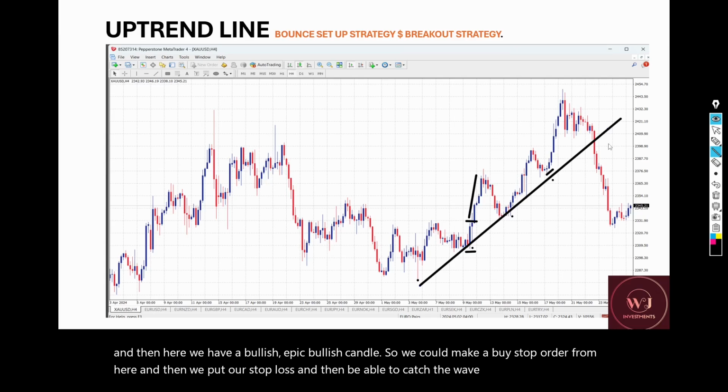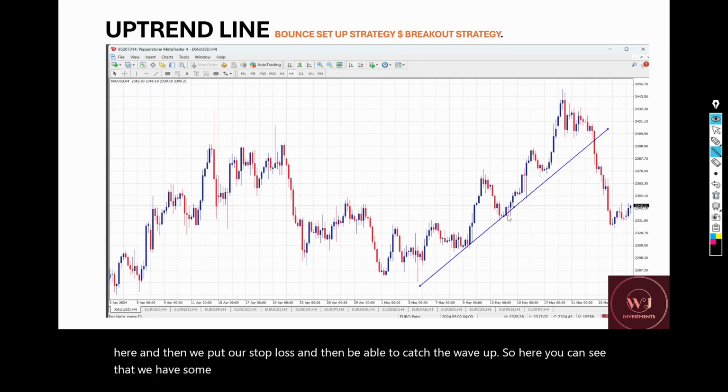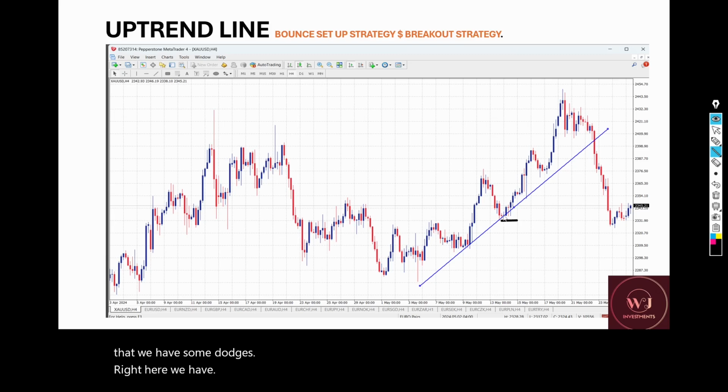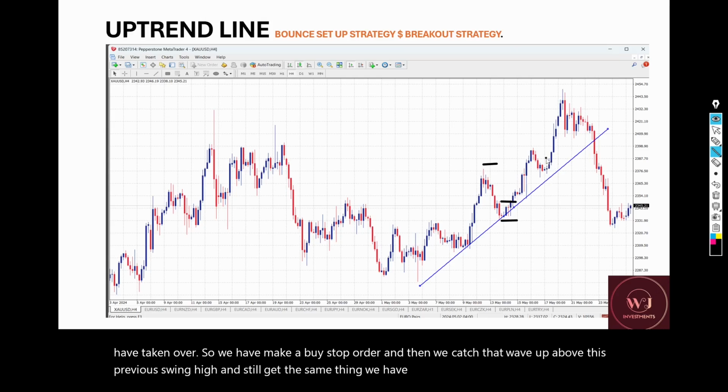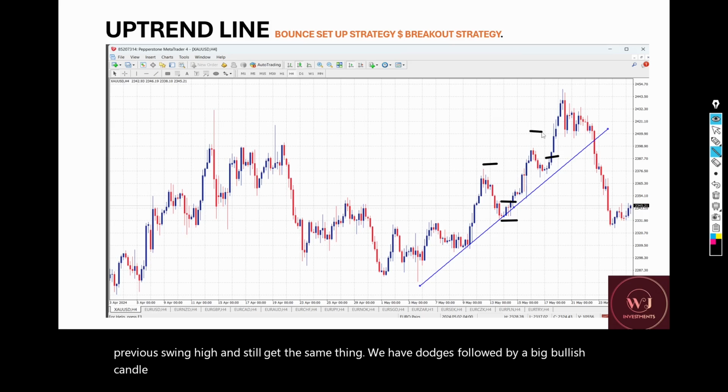So here you can see that we have some dojis. Right here we have these dojis which show indecision, followed by a big bullish candle, which means that the bulls have taken over. So we make a buy stop order, and then we catch the wave up above this previous swing high. And still here the same thing, we have dojis followed by a big bullish candle, so we could catch a wave up.